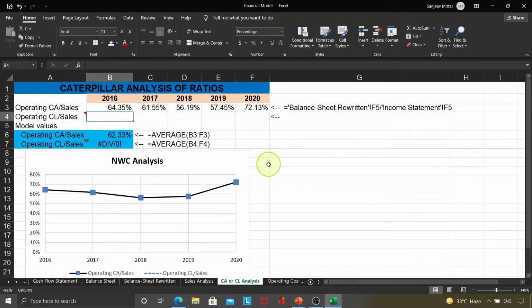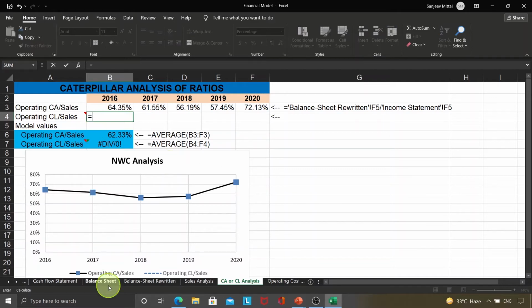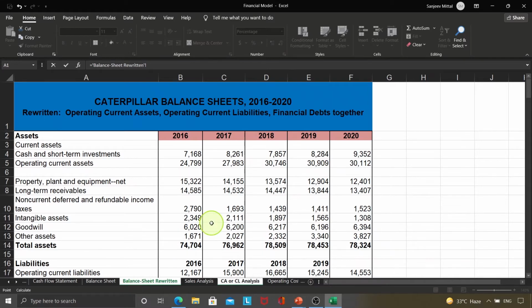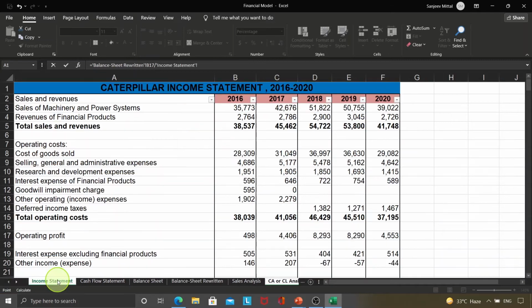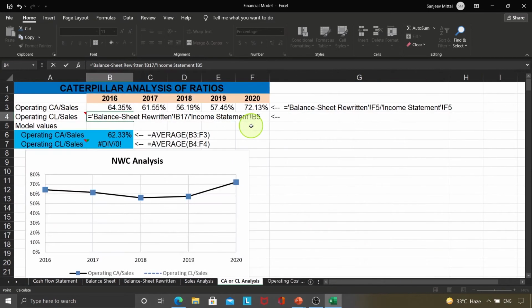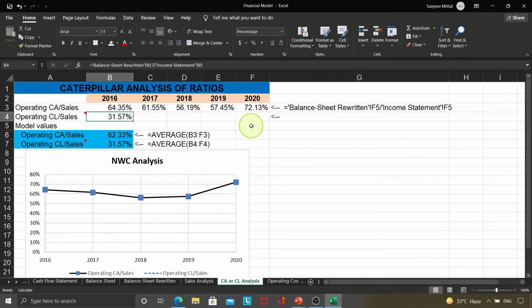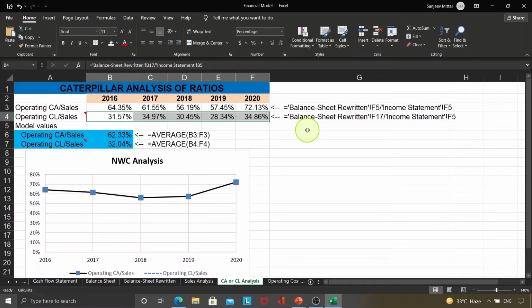In the similar manner, we shall go and find our operating current liabilities to sales ratio. For that purpose, we shall go to our balance sheet which has been rewritten, and inside that we will find our operating current liabilities. And once we divide our operating current liabilities with our sales from income statement, we shall get our percentage of operating current liabilities to sales. The same thing shall be applied over all the years, and once we apply it on all the years, we shall get our every year's operating current liabilities to sales ratio.